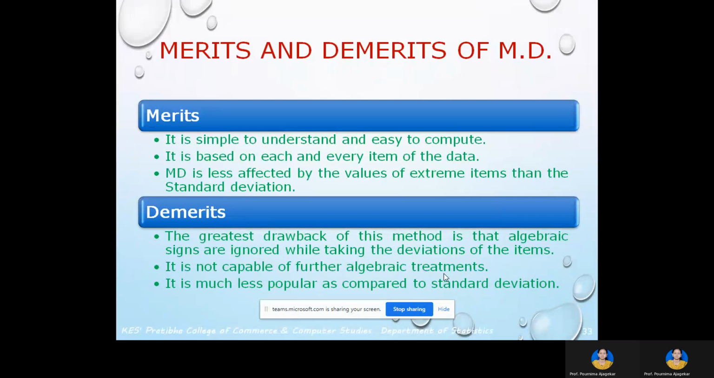The greatest drawback of this method is that algebraic signs are ignored while taking the deviations of the items. These are the demerits of mean deviation. It is not capable of further algebraic treatment. It is much less popular as compared to standard deviation.